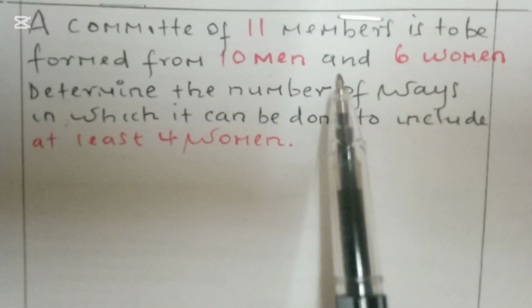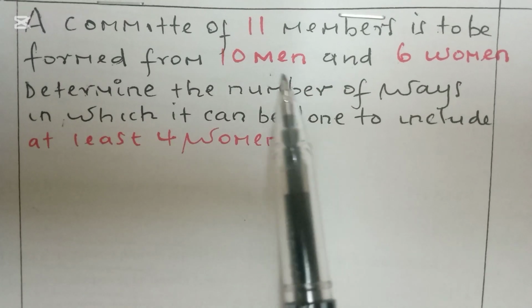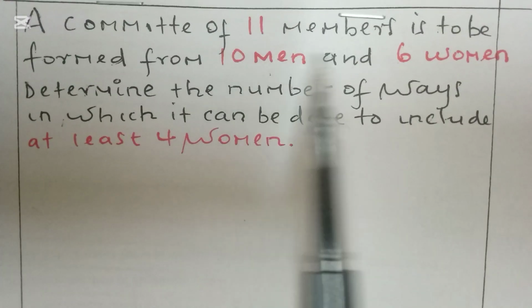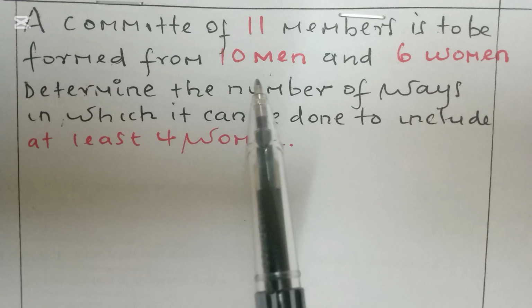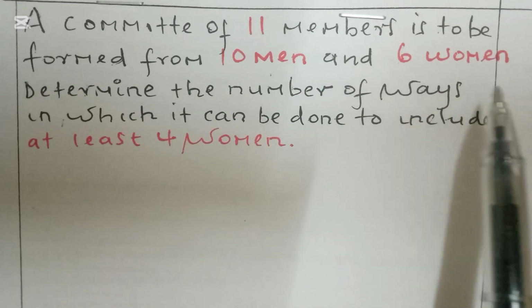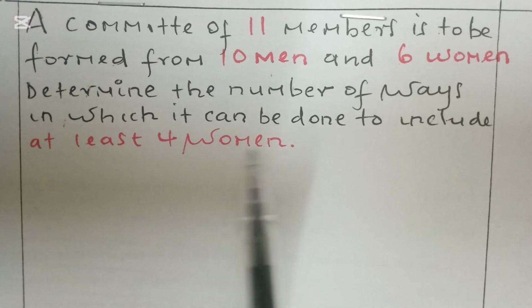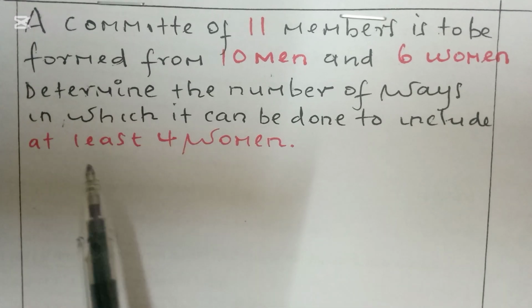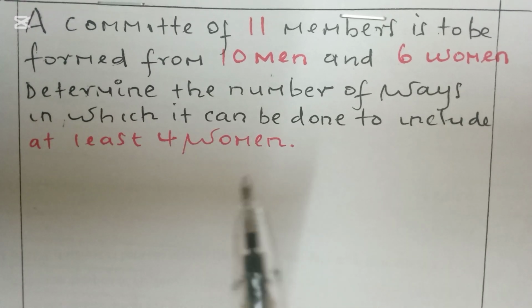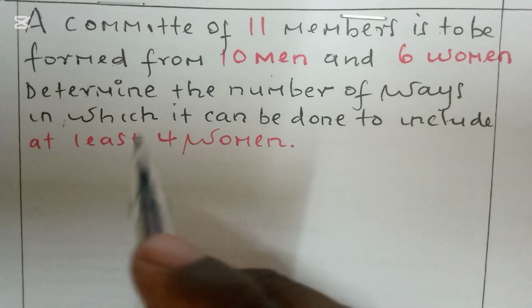Guys, I first read the question. A committee of 11 members is to be formed from 10 men and 6 women. Determine the number of ways in which it can be done to include at least 4 women. And so guys, we start this question.